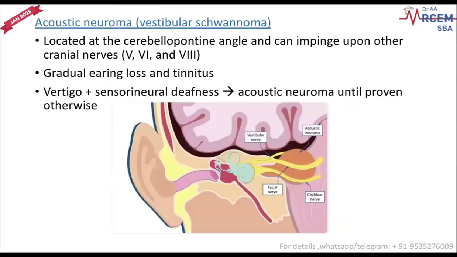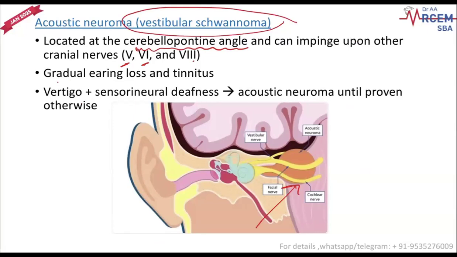Acoustic neuroma is a tumor. Neuroma is a tumor. It's a vestibular schwannoma, what we call it. It's basically a tumor found at the cerebellopontine angle. So this is the cerebellopontine angle what we are having. Tumor is found at this point. There are other cranial nerves also present here, so the fifth and sixth cranial nerves might also be involved here.